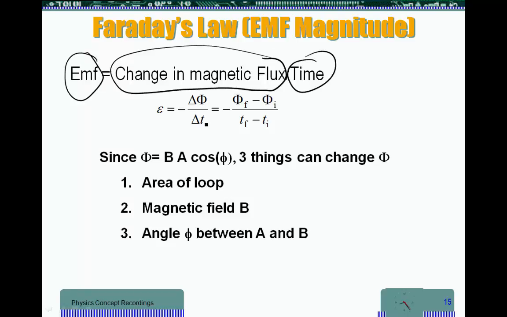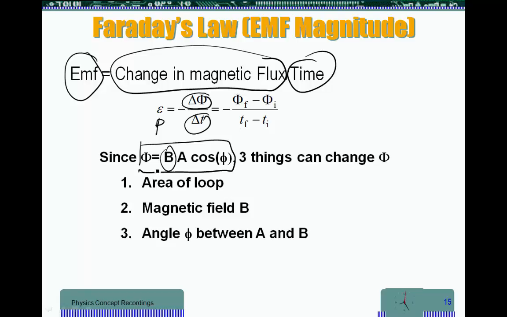In equation format, we'll worry about this minus sign in a little bit, but change in magnetic flux over time is equal to the EMF. So of course, change in magnetic flux is final flux minus initial flux over final time minus the initial time. Noting that magnetic flux is given by this, like the electrical flux. If you recall, for electrical flux, it's the same equation except instead of B, we have E.